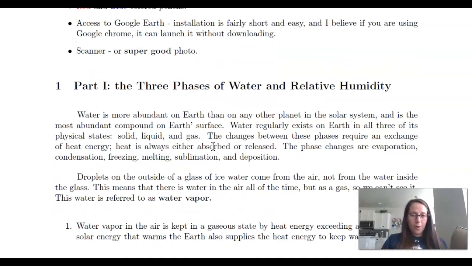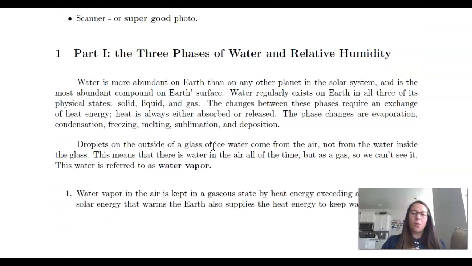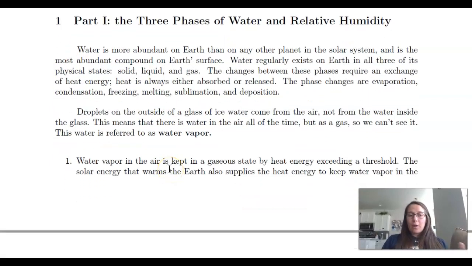Okay, so the first part of your lab. The 3 phases of water and relative humidity. So I'm going to go ahead and read and stop every now and then if I need to. Water is more abundant on Earth than on any other planet in our solar system, and is the most abundant compound on Earth's surface. Water regularly exists on Earth in all 3 of its physical states. Those are solid, liquid, and gas.